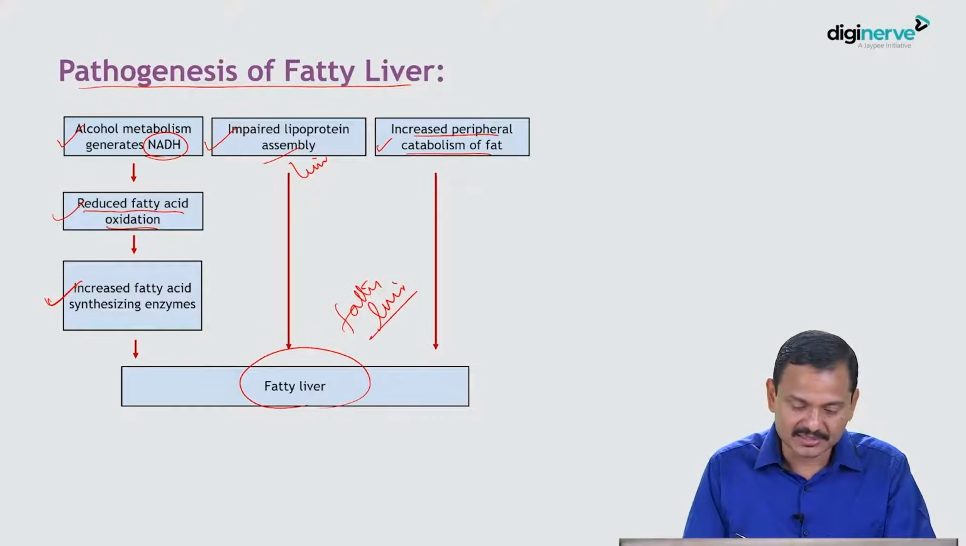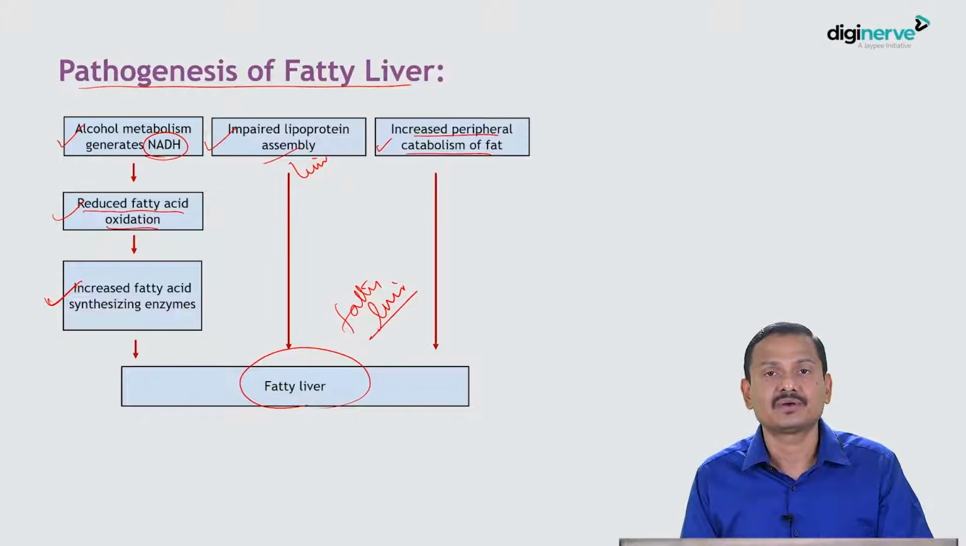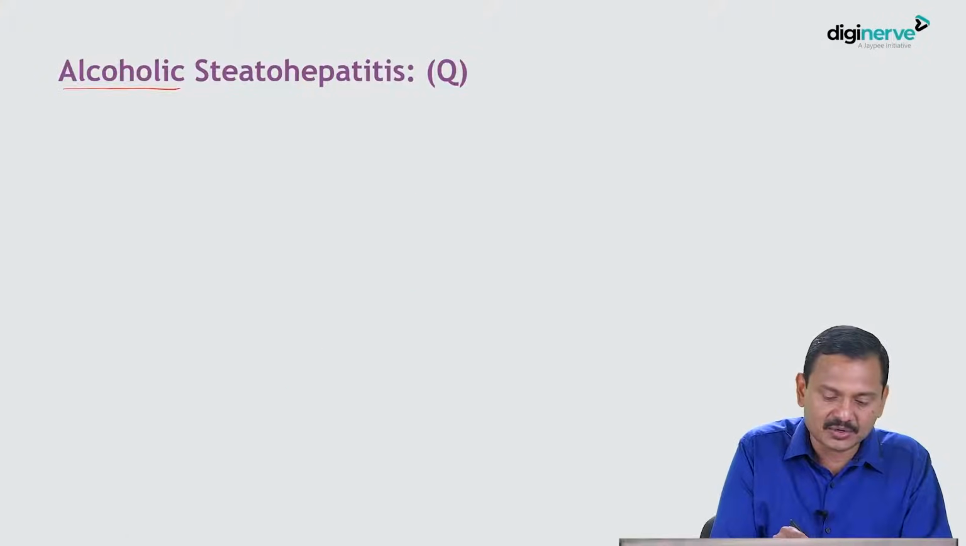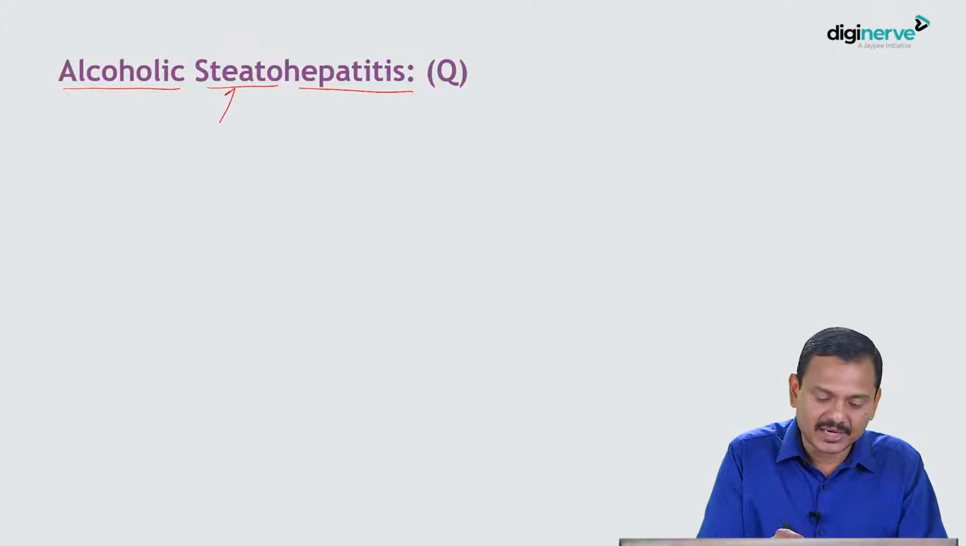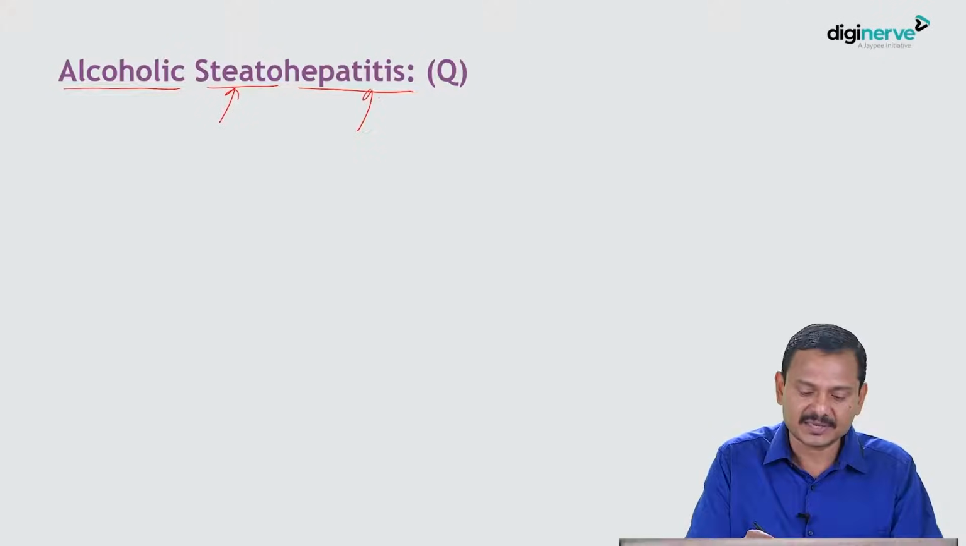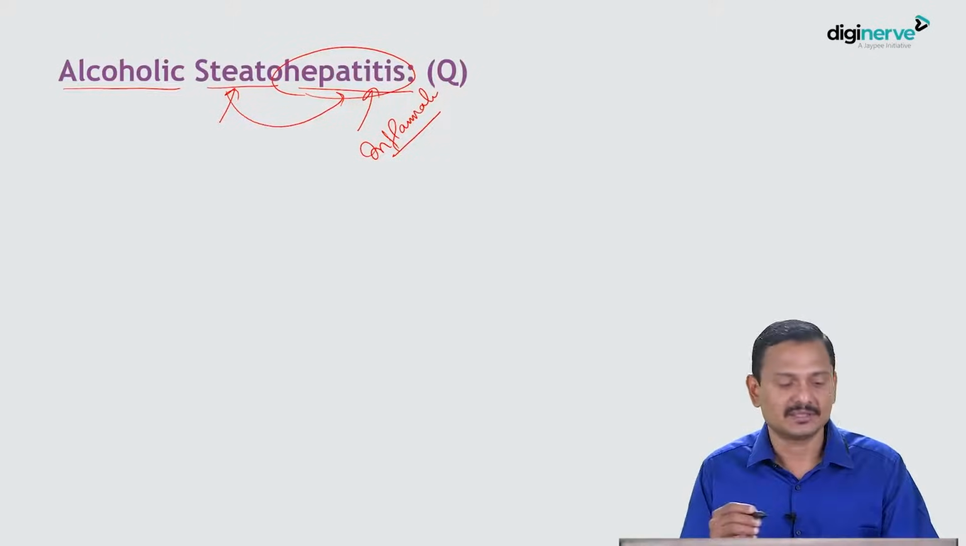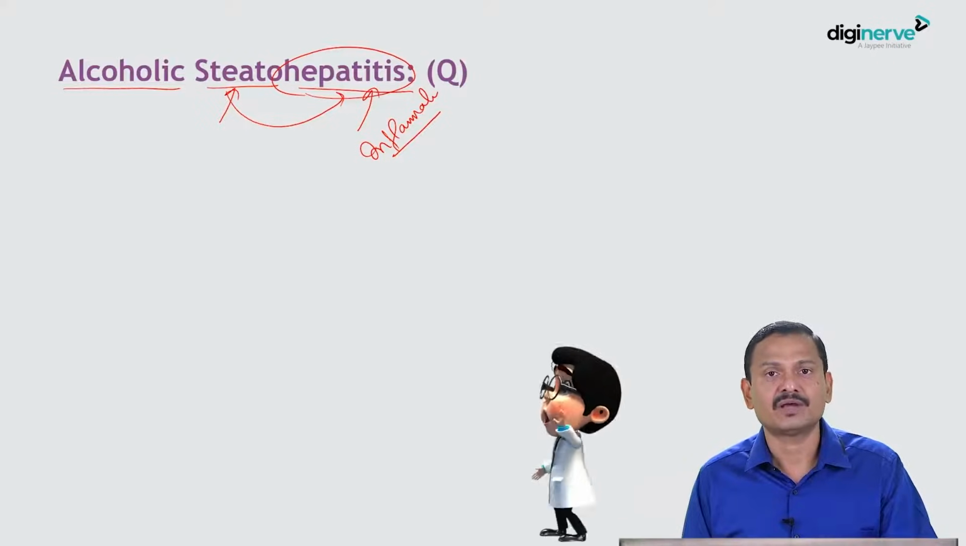Okay, so that is the pathogenesis of fatty liver. Now we move on to the next morphological manifestation of alcoholic liver disease, that is alcoholic steatohepatitis. Here you will have fat deposition as well as hepatitis, meaning there will be inflammation.